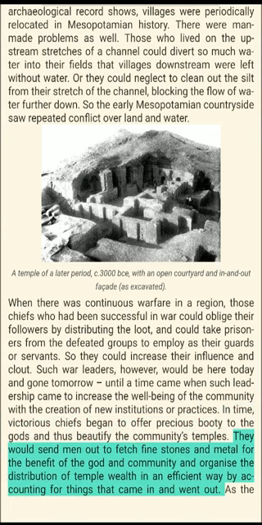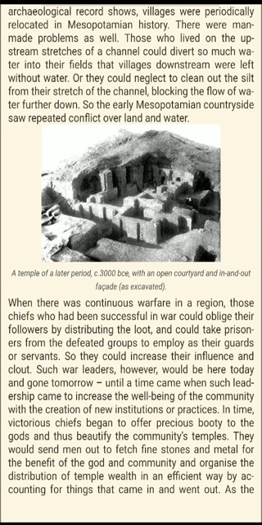In time, victorious chiefs began to offer precious booty to the gods and thus beautify the community's temples. They would send men out to fetch fine stones and metal for the benefit of the god and community, and organize the distribution of temple wealth in an efficient way by accounting for things that came in and went out. As the poem about Enmerkar shows, this gave the king high status and the authority to command the community.